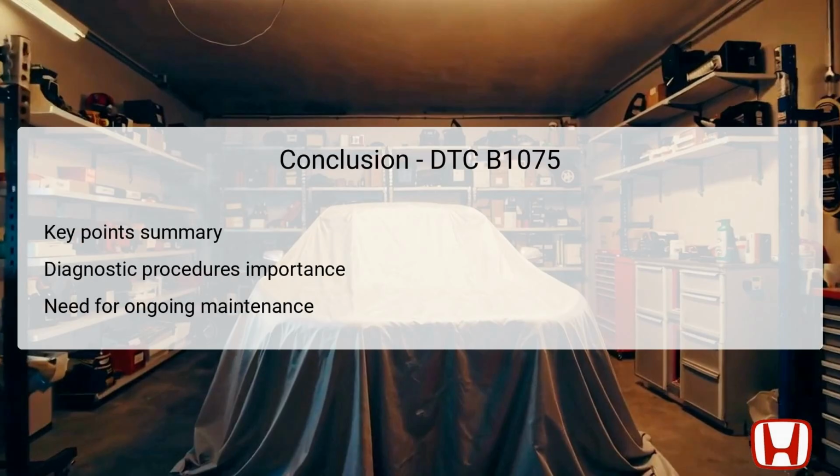In summary, DTC B1075 pertains to a malfunction in the headlight switch backup circuit, which can impair the functionality of your Honda Odyssey's headlights. Understanding the role of components, such as the headlight switch and relay control module, is crucial in effectively diagnosing and rectifying this issue. The structured troubleshooting steps highlight the importance of utilizing the HDS diagnostic tool, checking current DTC statuses, and understanding the relay control function for successful resolution.